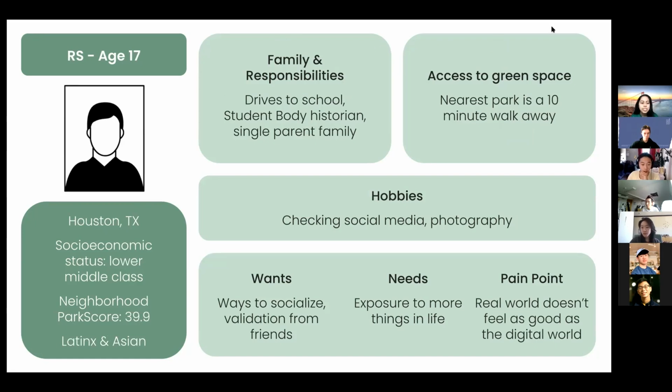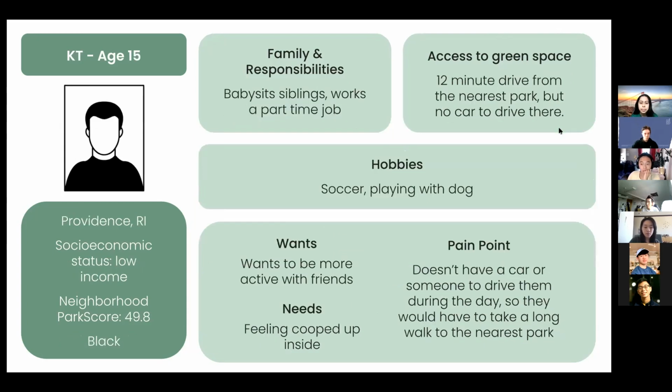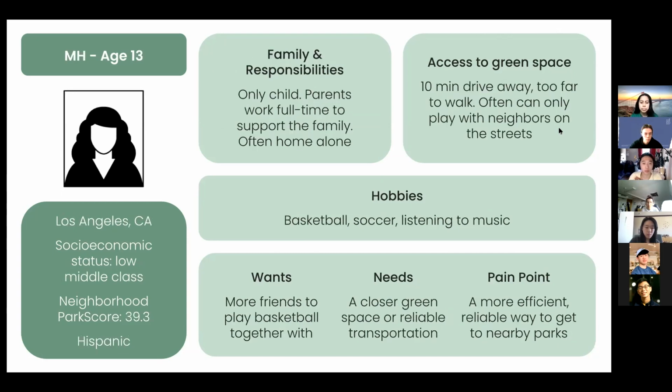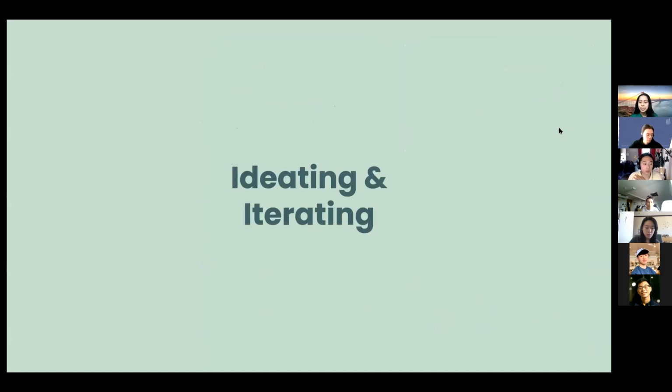Over the next few personas, you'll see how the access to parks really varies, which is highly correlated with their socioeconomic status. As you can see, RS's neighborhood in Houston only has a neighborhood park score of 40, and we can see that affects people of color a lot more than non-people of color communities. KT doesn't even have a car to drive, and the nearest park is a 12-minute drive away. So this access is really variable and it's not beneficial to a lot of these people. And the next few personas are similar. And now we'll go through ideation and iteration.